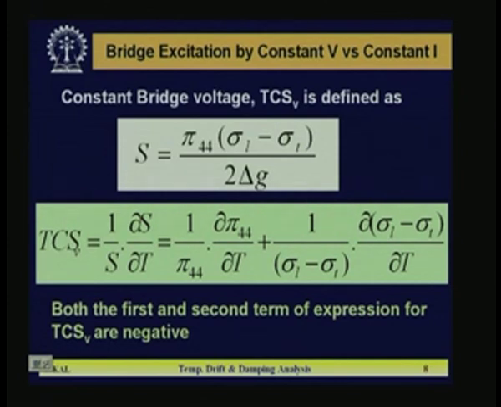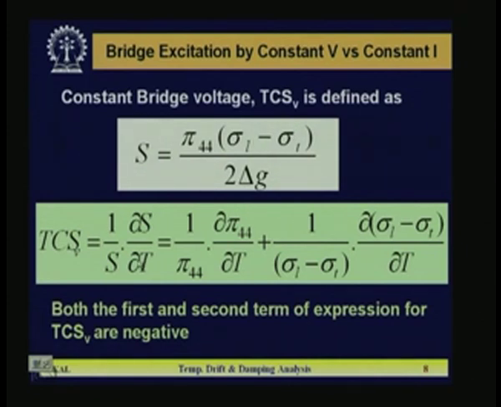You can see in this view graph the constant bridge voltage TCS, temperature coefficient of sensitivity, where V stands for constant voltage excitation, and S is defined by pi 44 times (sigma L minus sigma T) by 2 delta G. These are the longitudinal stress and transverse stress, sigma L and sigma T. Pi 44 is a piezoresistive coefficient, and we have seen also that pi 44 is the most dominating factor among all other piezoresistive coefficients. So this sensitivity is defined by this relation.